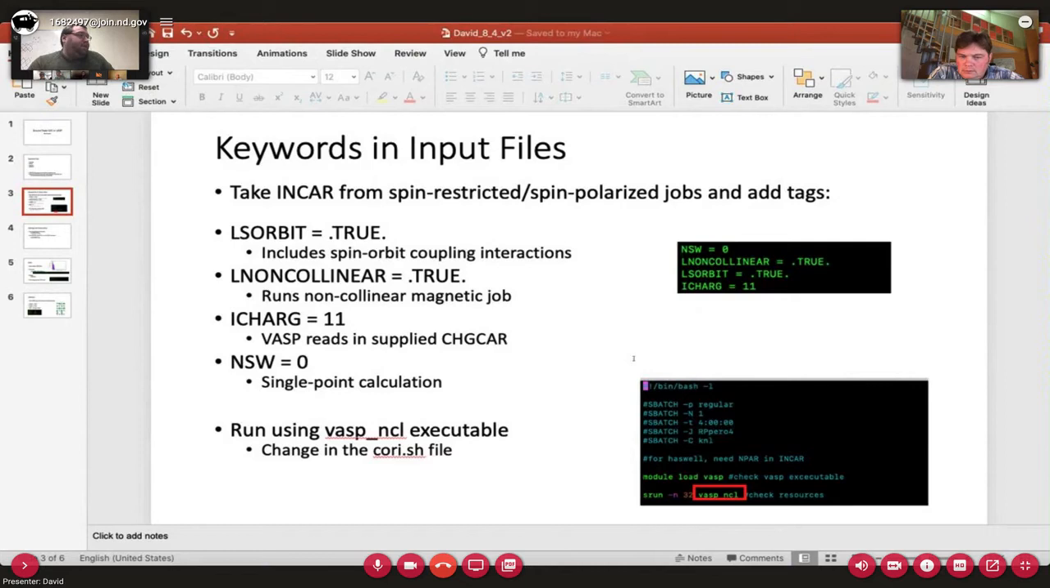And you need to make sure that you use the vasp_ncl executable, which, I don't know if you can see my mouse or not, is in the Cori.sh file at the bottom, and I have it highlighted in red in my example. So at this point, you could then run your non-collinear job.